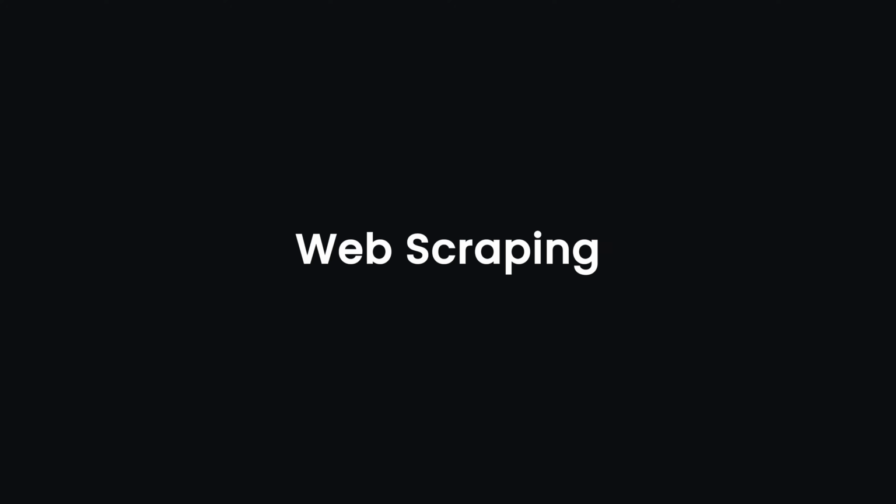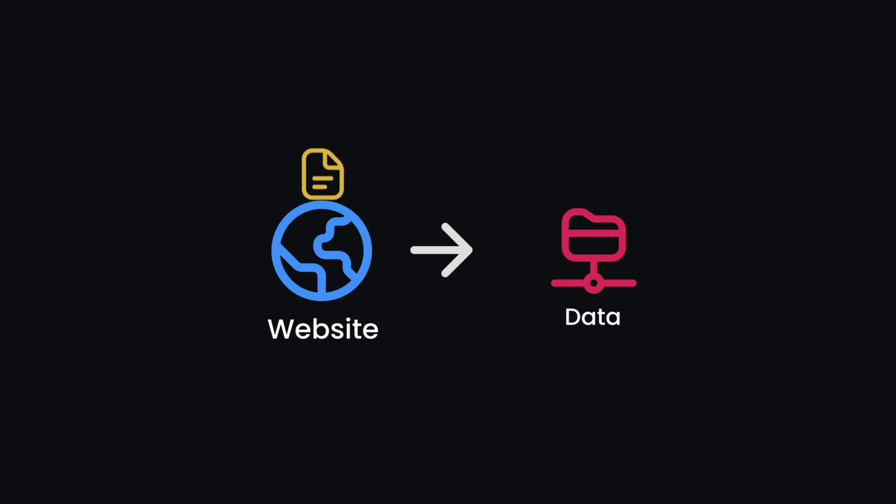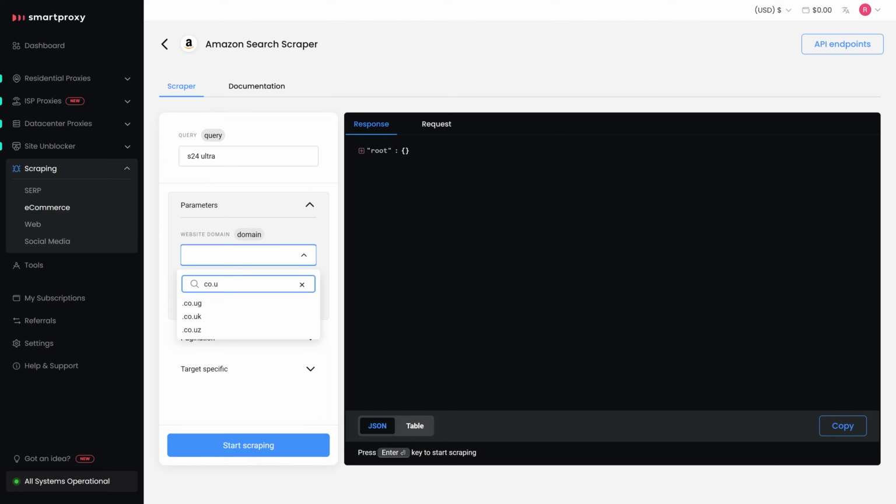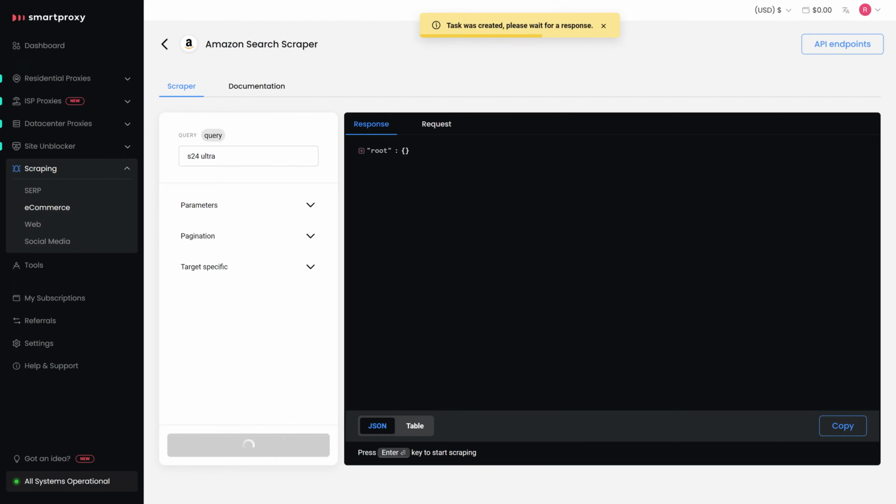Now, what about web scraping? Web scraping is an automated way to extract specific information from websites. You can customize the scraping process to gather only the data you need, like product prices or images. Here are some examples of how to use web scraping.